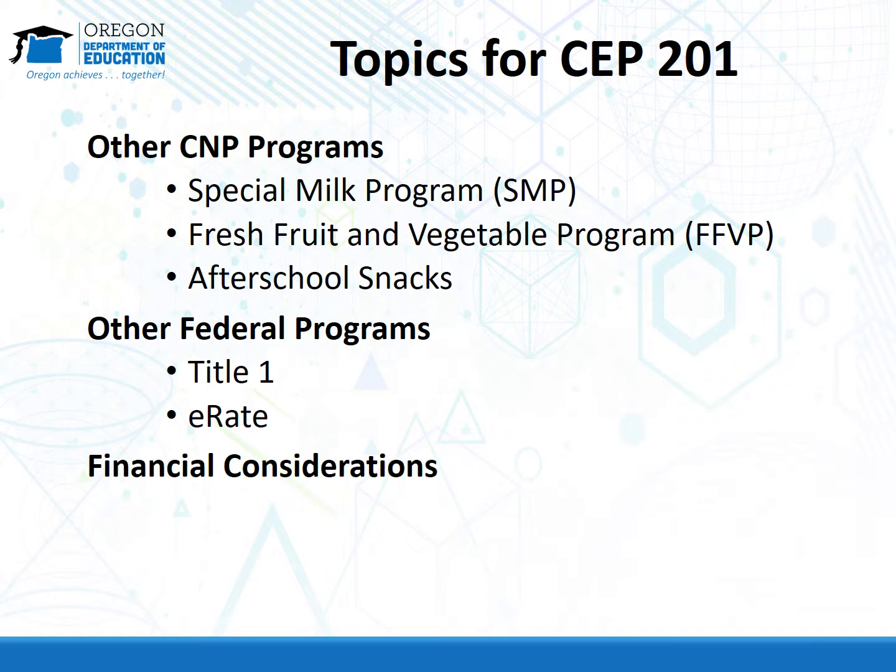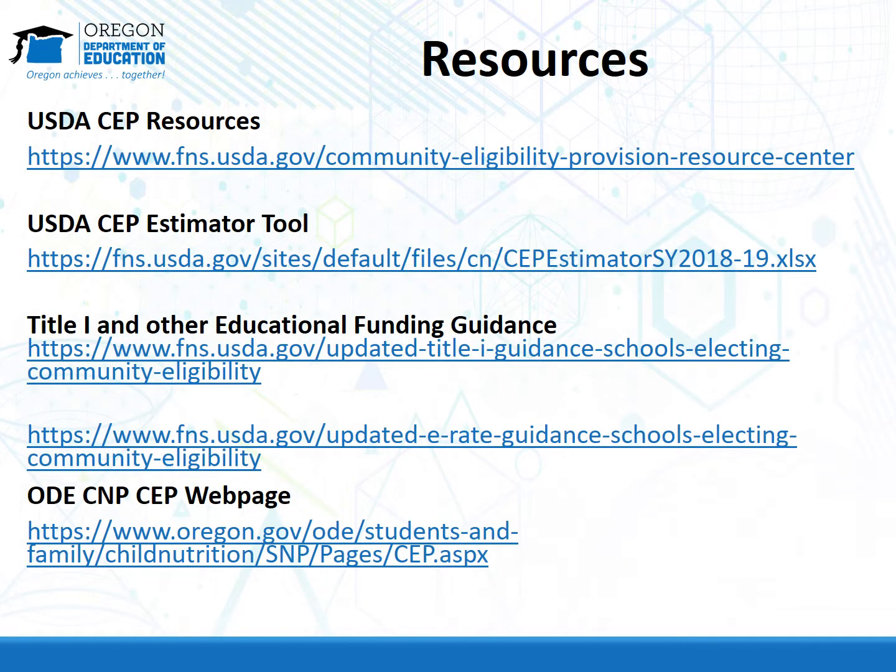In addition to our CEP 101 session, there is a CEP 201 session. The topics will include other CNP programs, special milk program, fresh fruit and vegetable program, and after-school snacks, other federal programs, Title I and E-rate, and financial considerations. On this slide, you will find a list of available resources, including the ones mentioned throughout this presentation.